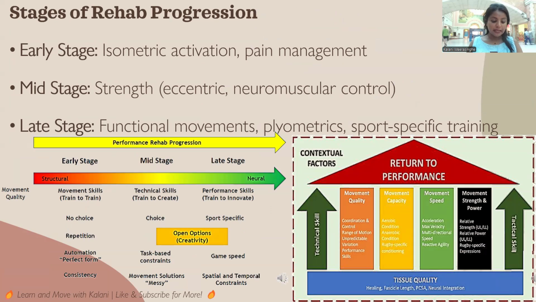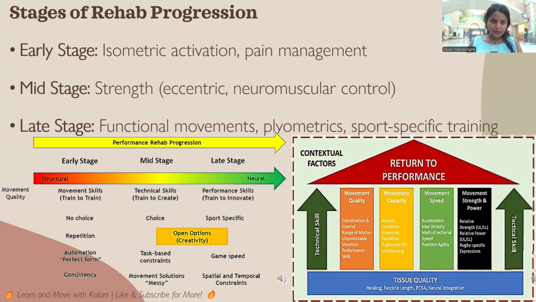Rehabilitation happens in stages. Let's go through them. The first stage is the early stage, where we have to deliver isometric exercises in pain-free activation, and we have to manage inflammation and pain.